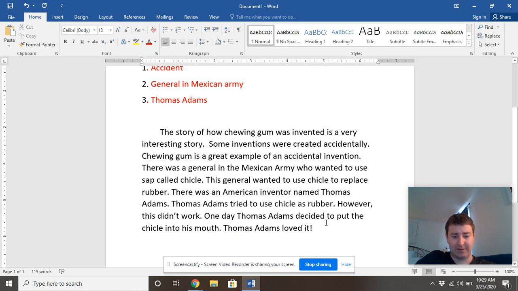So he loved it. And then let's say T. Adams. No, I'm just kidding. Thomas. We can say Thomas. Let's change it up a little bit. Added some flavor to the chicle and invented gum.